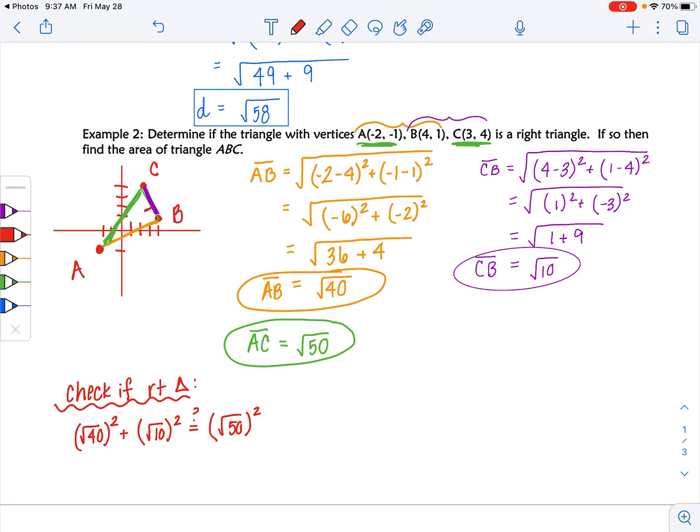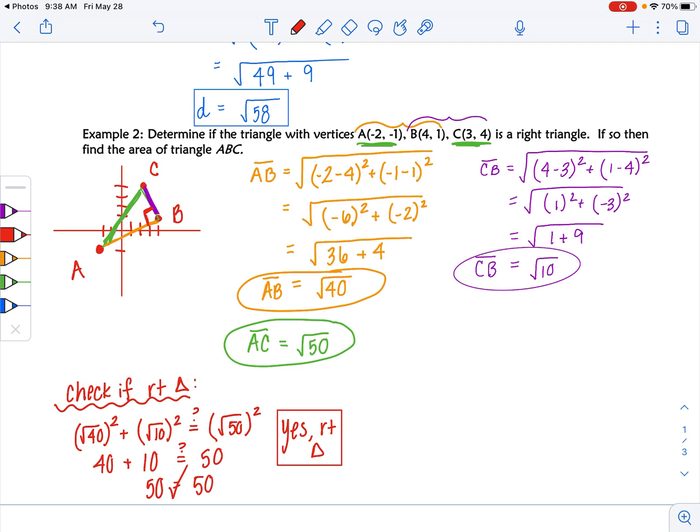I know it's the hypotenuse because if you look at the picture, this kind of looks like a right angle. And the hypotenuse is always the longest side. So we know that one's on the right side by itself. Simplifying, square roots cancel, you get 40. Square root and square cancel, you get 10. And look at that, 50 equals 50. Woohoo! So yes, you are a right triangle because it follows Pythagorean's theorem.